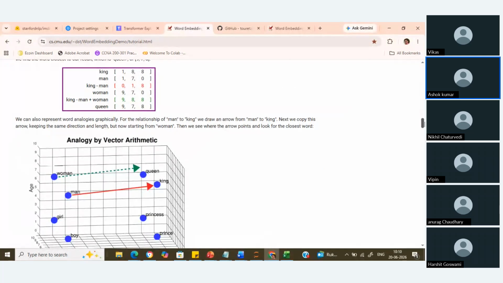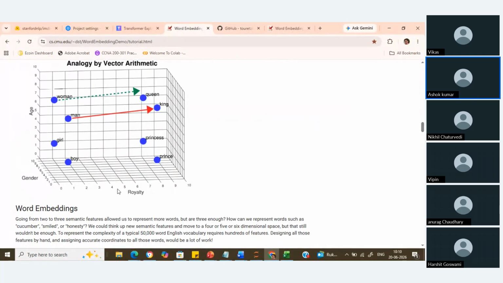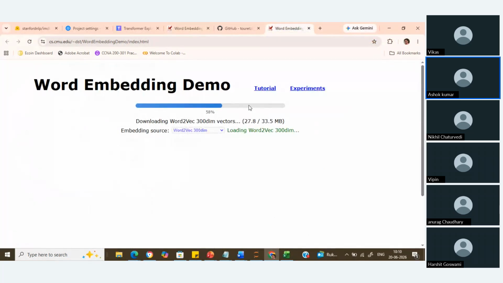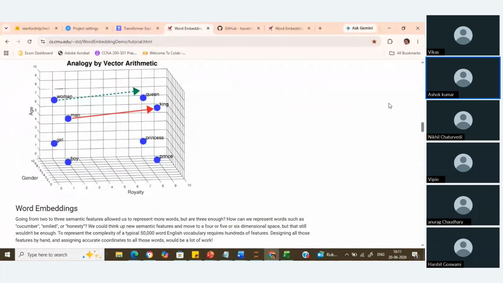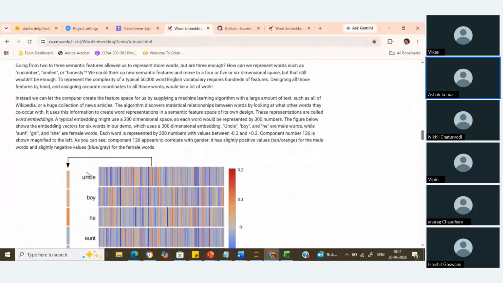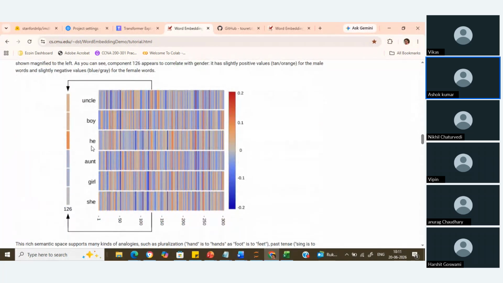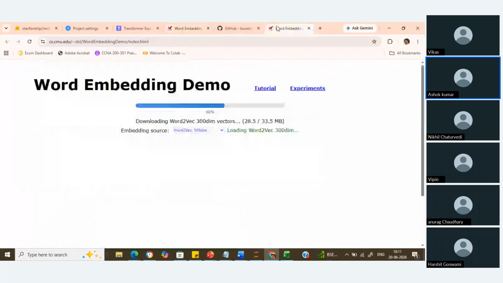In tomorrow's session we'll see more about the word embedding, but I just want to show you this particular demo with words like uncle, boy, he, girl, sheep. These are nothing but certain words, and this has 126 dimensions.